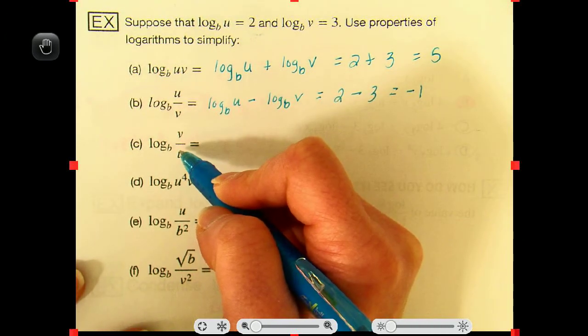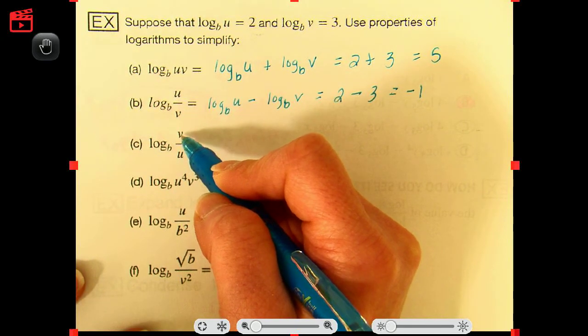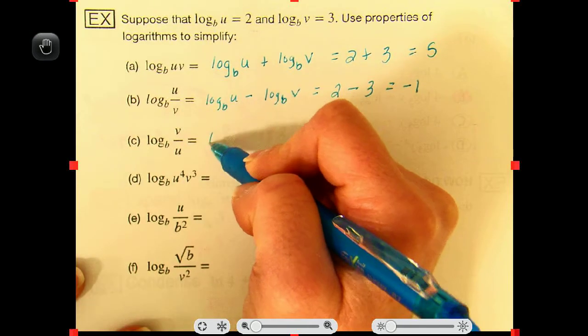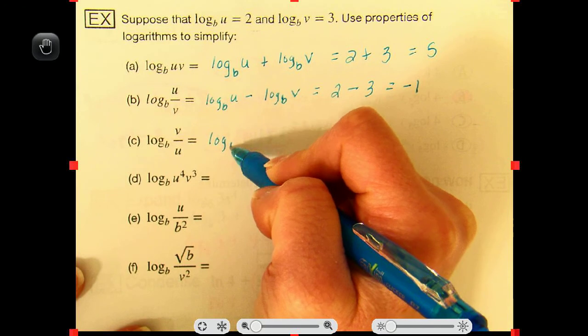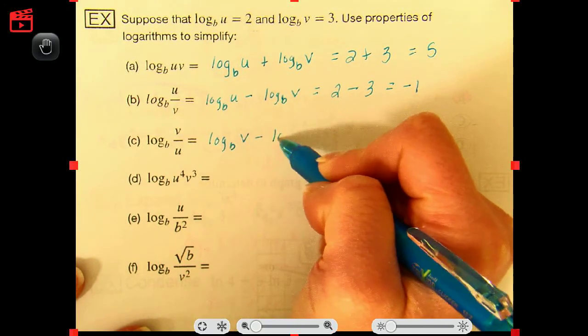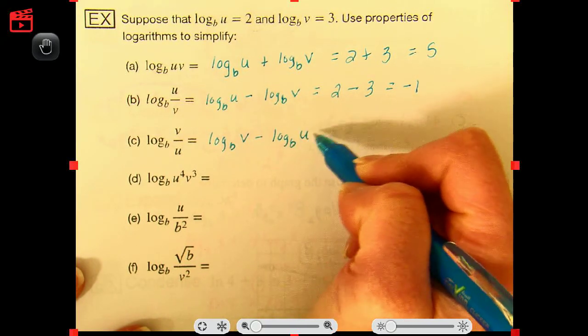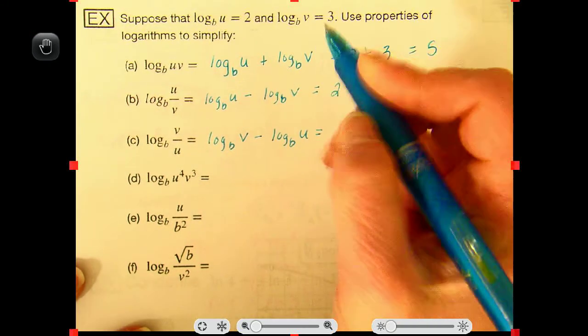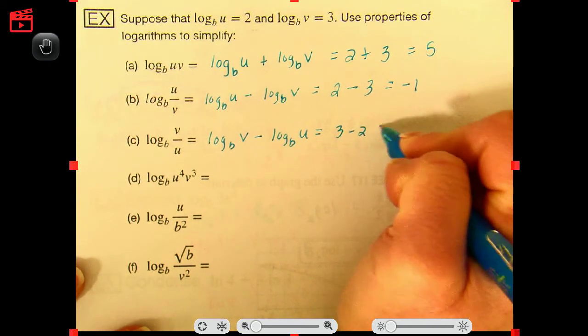Same thing, it's just order is important because v this time is on my numerator, so that will go first. So log base b of v minus log base b of u. So this time I will get 3 minus 2, which is 1.